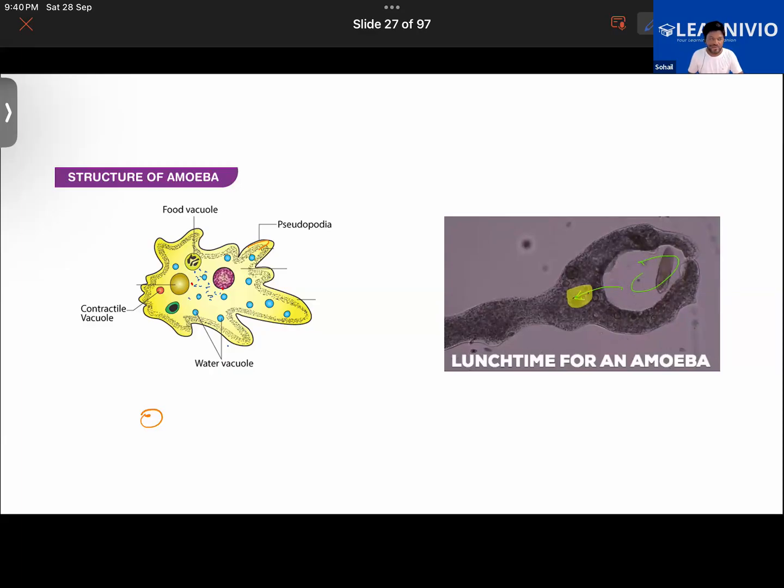Yes, it actually does not have a well-defined shape. Getting it now? So it can change. It can change its shape whenever it wishes. So that is the thing.